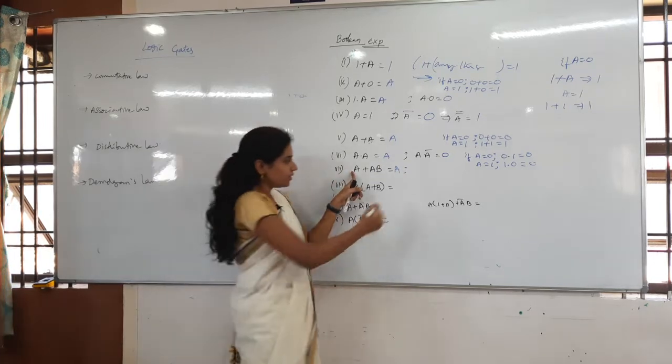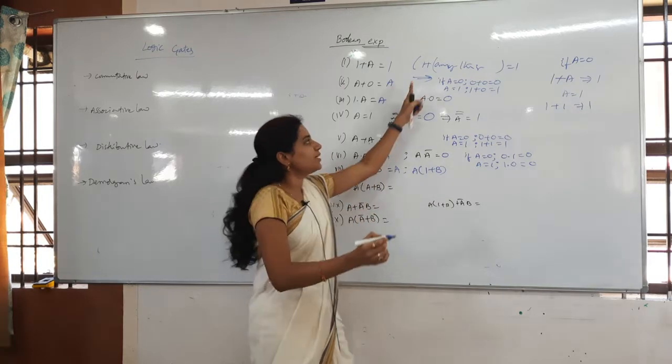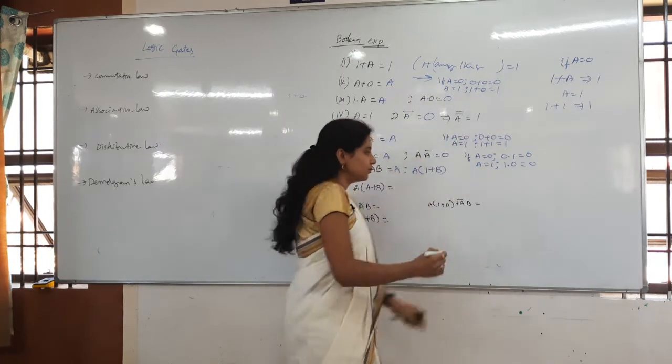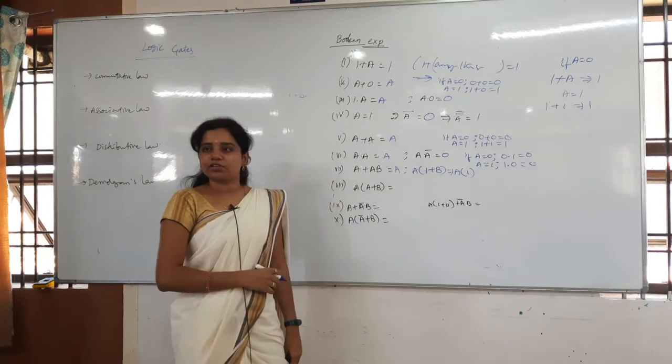A common to be taken. Here look, A into what is remaining for us? 1 plus B. 1 plus anything is how much? 1 only. So that A into 1. What is the answer now? A only. You understand, right?